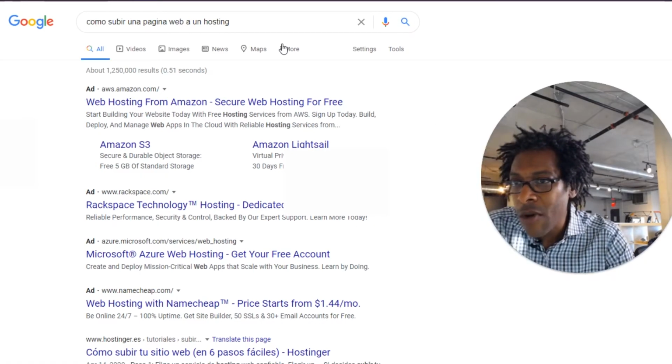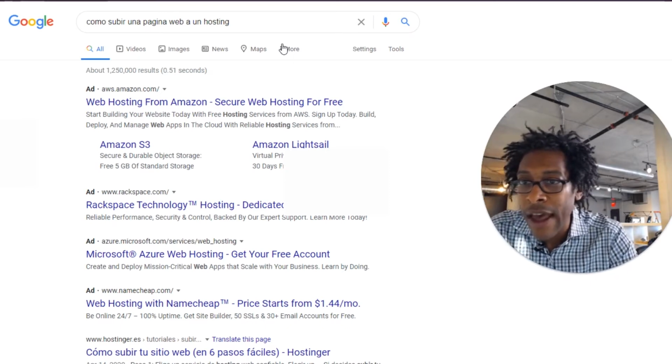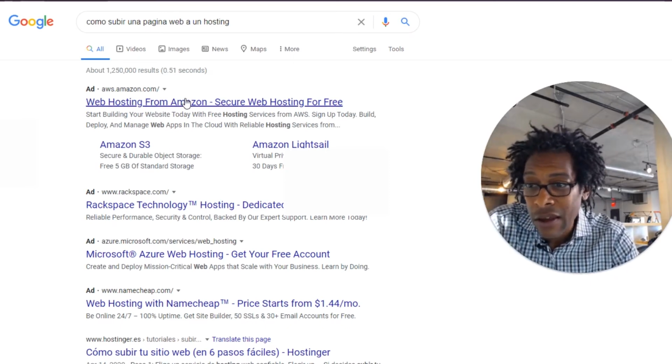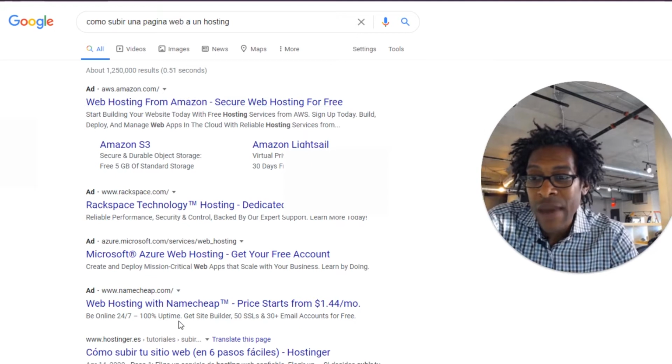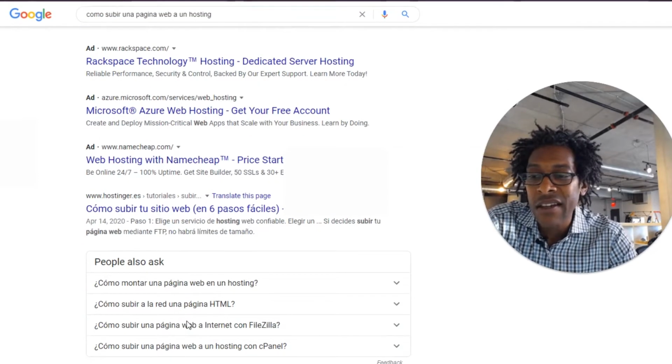So let's go. All right, ¿Cómo subir una página web a un hosting? None of these ads are in Spanish. If you're going to advertise, at least advertise in Spanish.